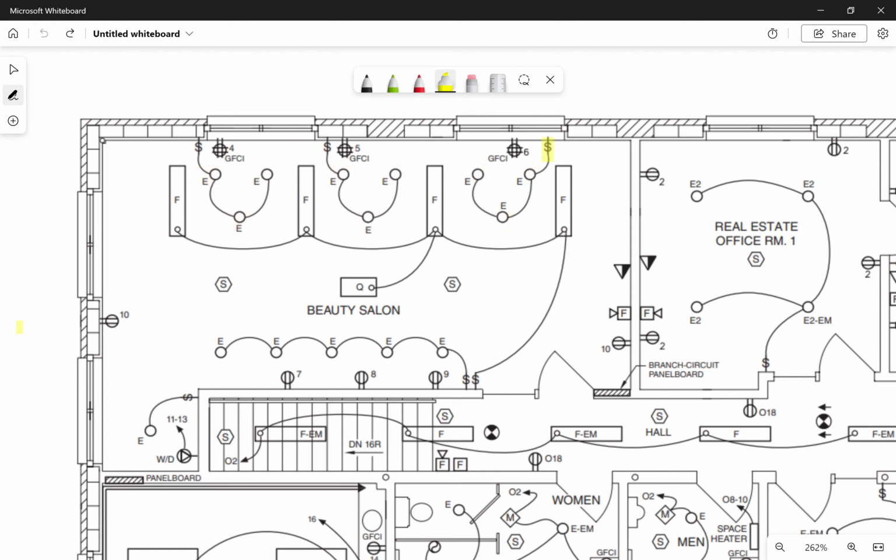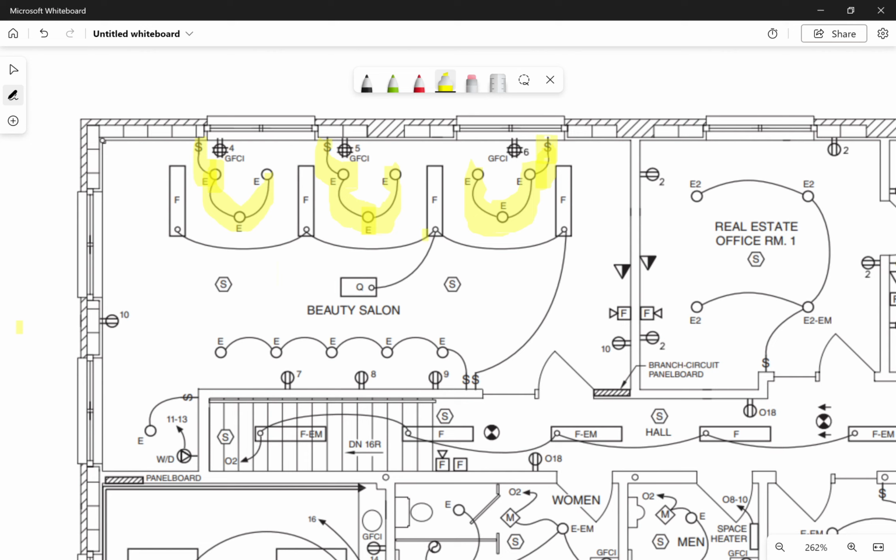Next is this little S right here, which stands for a switch. If you notice, there is a line going from the switch to each of the lights that it controls. So that's how we know what light is on what circuit. The lines interconnect everything that is on that particular circuit.